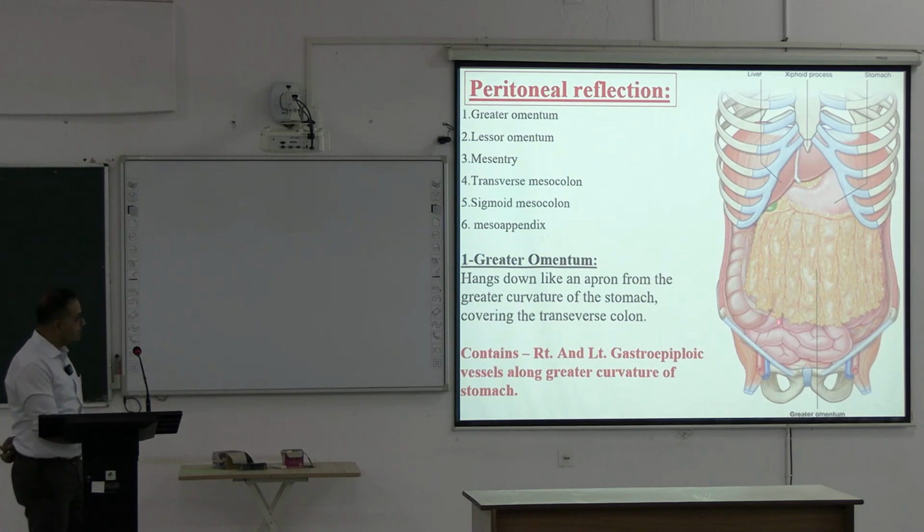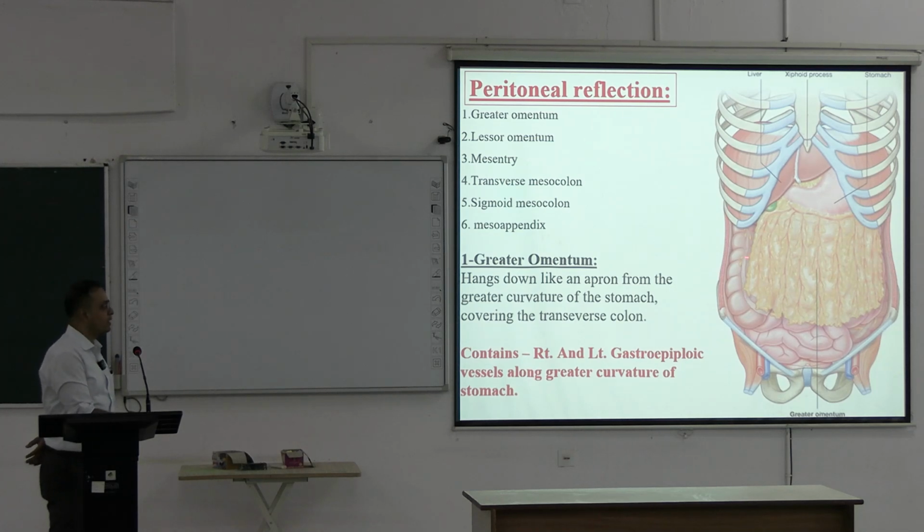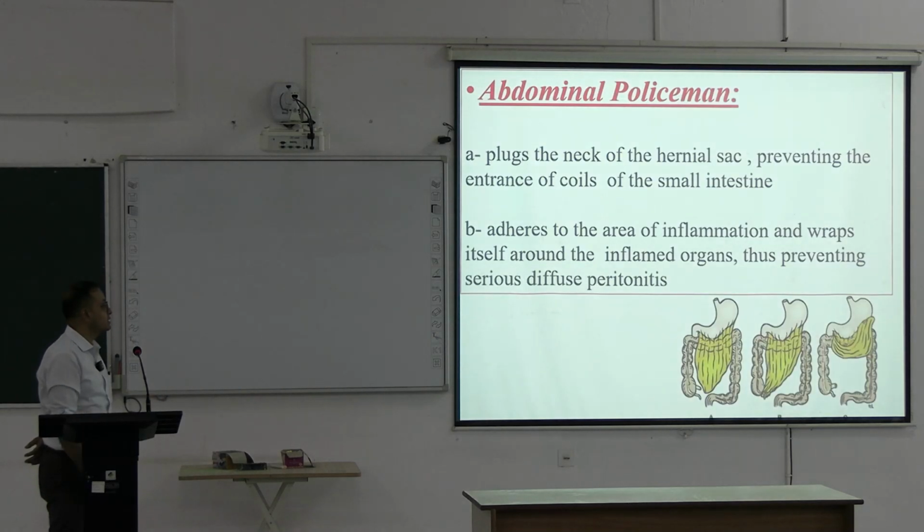This entire length of peritoneum, with fat and blood vessels placed in it, we call the greater omentum. The greater omentum is attached above at the greater curvature of the stomach, and its lower end is free, so it hangs like an apron. It contains the blood vessels we call the right and left gastroepiploic vessels, which supply this curvature of the stomach. We will come to this again when we talk about the blood supply of the stomach. So the greater omentum hangs down from the greater curvature of the stomach like this.